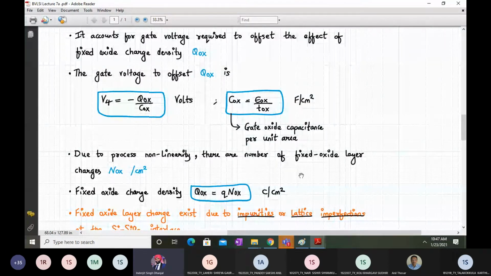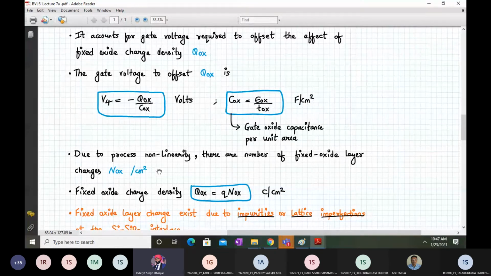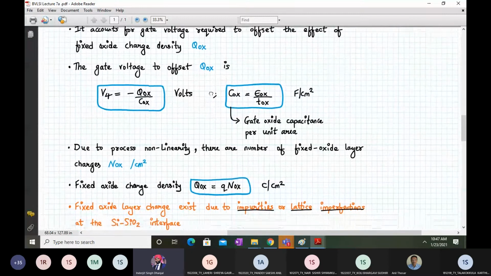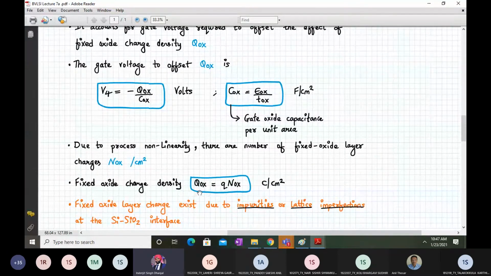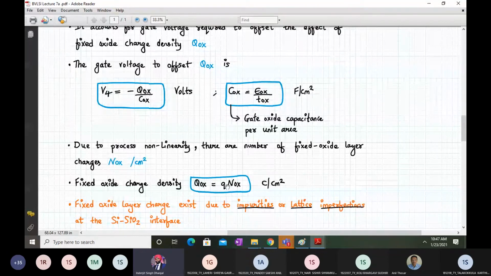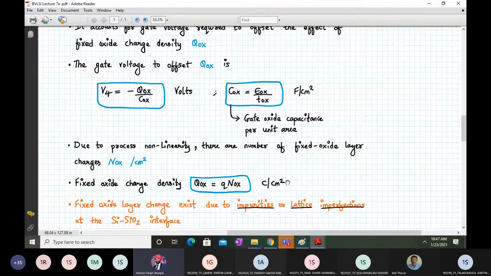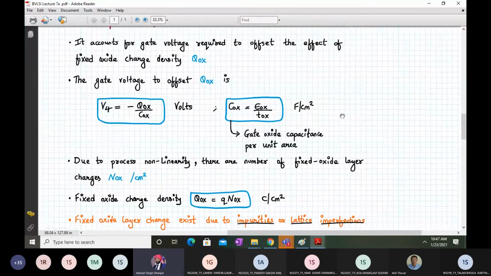Okay, and the number of fixed oxide charges is denoted by NOx per centimeter square. Fine. So what will be the fixed oxide charge density? Fixed oxide charge density is given by QOX, which is Q into NOx, whose unit is coulomb per centimeter square. Hence, the gate voltage required to offset QOX is given by minus QOX upon COX.